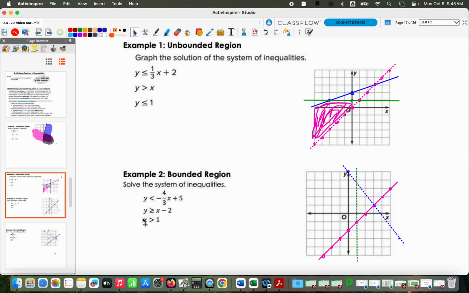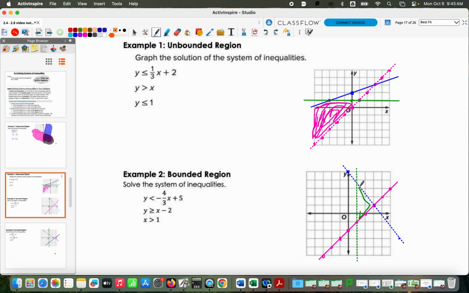There's one more. If you just have a y, it's a horizontal line. If you just have an x, it's a vertical line. So a vertical line through 1, and it's a dashed line. And it says greater, so greater would be to the right, everything positive. So it looks like we would have everything in this combined area right in here.